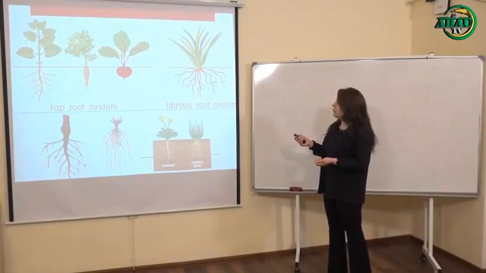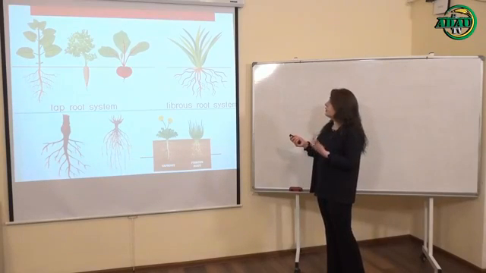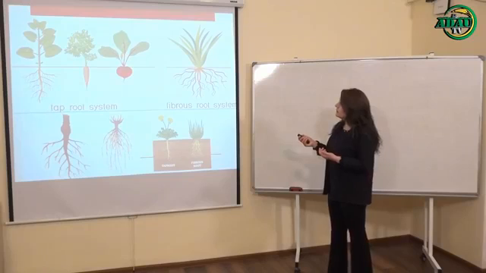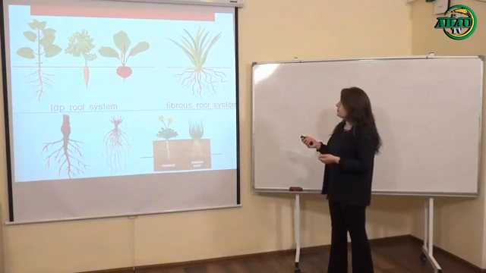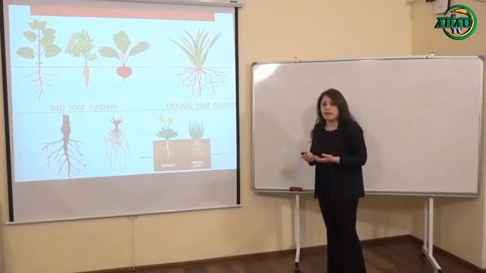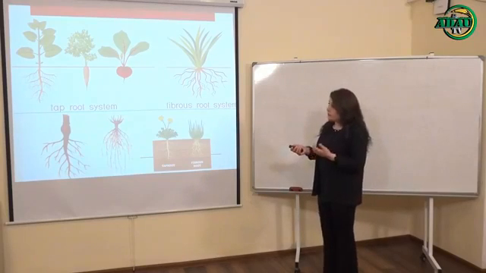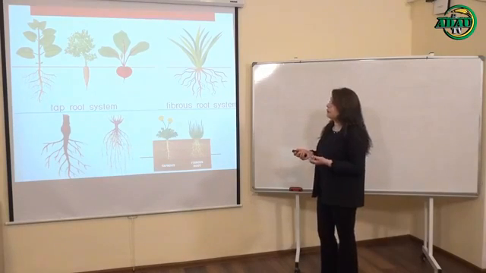And they develop from the stem, from other parts of the plant other than the root. For example, from the stem, from the buds, from the leaves, from another part. And a fibrous root system is formed in plants in which the primary root, the main root, is short-lived.